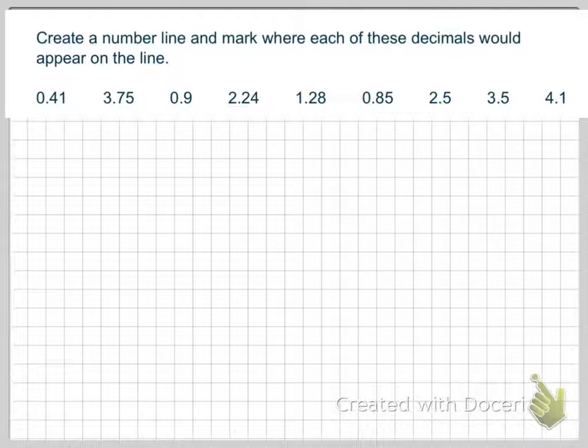Here's another question that I can work on. Create a number line and mark where each of these decimals would appear on the line. We have 41/100, 3 and 75/100, 9/10, 2 and 24/100, 1 and 28/100, 85/100, 2 and 5/10, 3 and 5/10, and 4 and 1/10. So to do this problem, I think I'm going to bring a picture in from my library that I've already prepared.